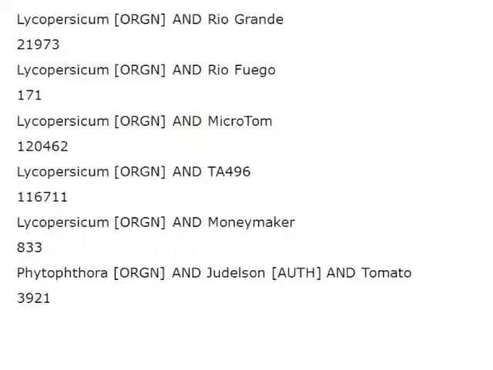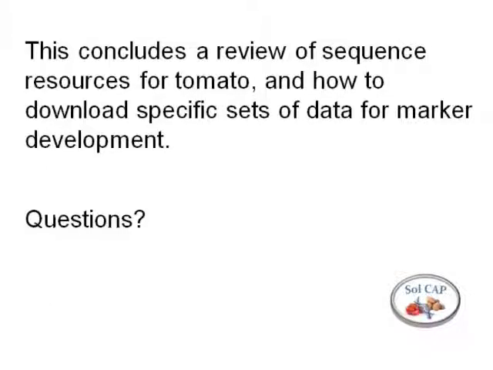Okay. And so what I'm demonstrating in this slide is just a number of the variety-specific sets of data that can be downloaded. And what I want to highlight is that TA496 has over 116,000 ESTs. Microtom, which was developed by Jay Scott right here at the University of Florida, has 120,000 ESTs available. So once we separate out the data this way, it gives us a way that we can then do some marker discovery simply by comparing one to the other. Again, keeping in mind what I said about the need for redundancy because of sequence error in the EST databases.